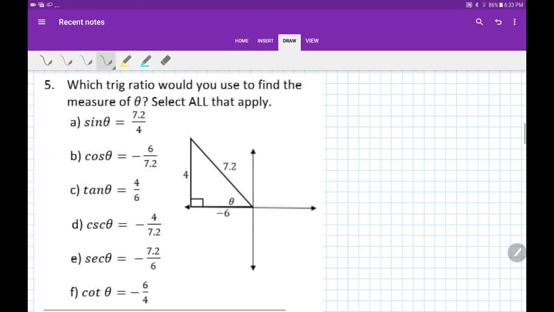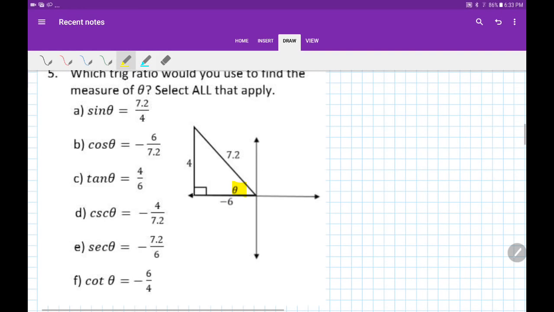Okay, let's move on to number 5. Which trig ratio would you use to find the measure of theta? So notice here's our theta, and we've got a triangle. Now, this is not a special right triangle because our side lengths are not 1 over 2, root 3 over 2, 1, or root 2 over 2. So we can't use our 30, 60, 90 information.